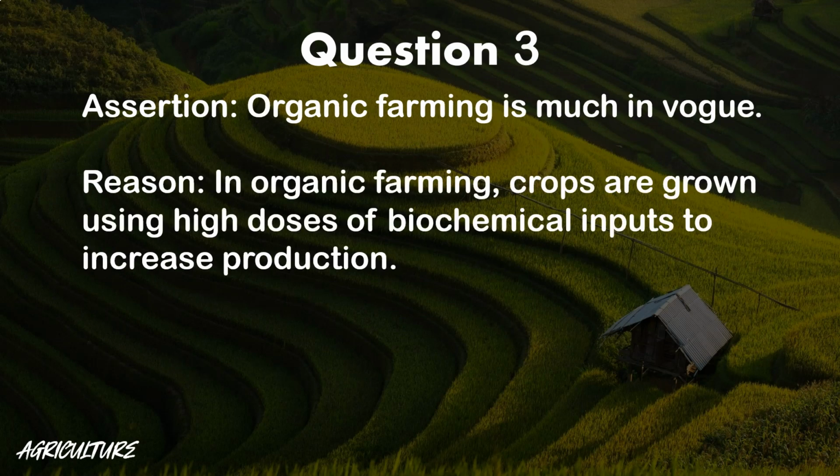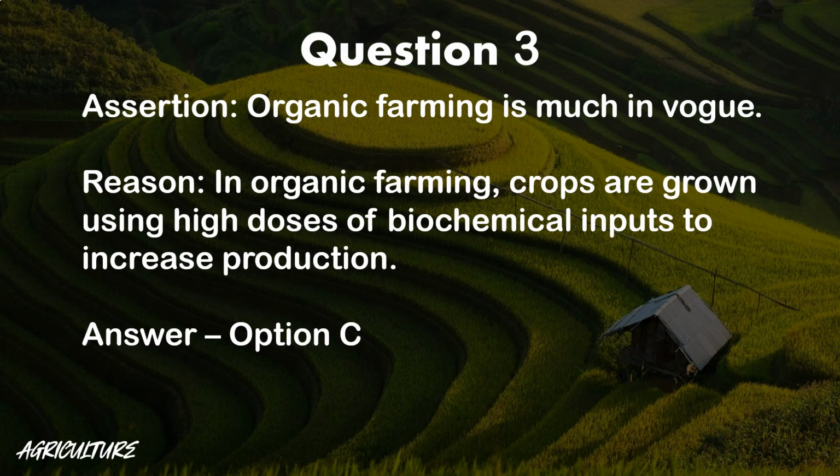Question number 3. The assertion is that organic farming is much in vogue, and the reason is that in organic farming, crops are grown using high doses of biochemical inputs to increase production. So take a few minutes to guess. Pause the video. So the answer is option C. The assertion is true, but the reason is false. Let me tell you why.